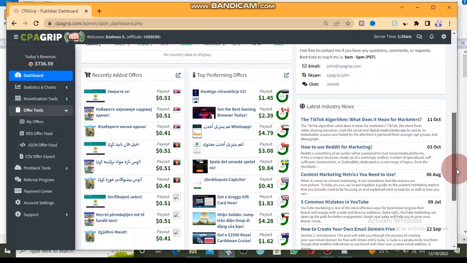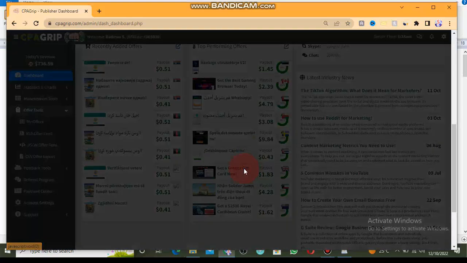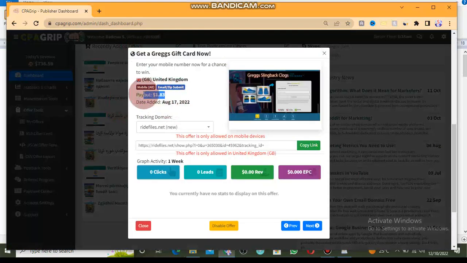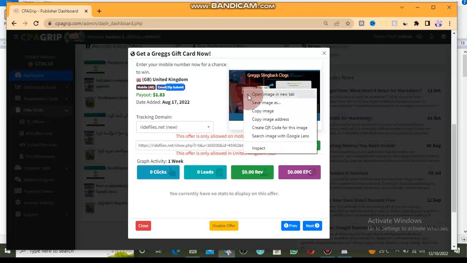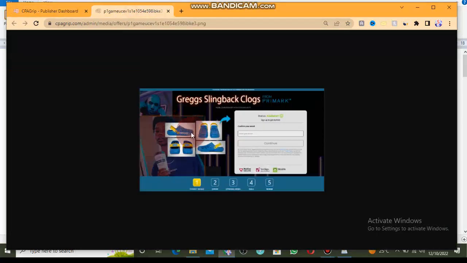So now let's look at one or two offers again. This offer is from the United Kingdom. It will pay you $1.83, and the person must come from the United Kingdom. If you want to promote this offer, the person needs to submit his email only. You can see the image here. So when someone puts his email in this area and clicks on continue, you that promote the offer are going to get paid instantly. It is very, very simple.